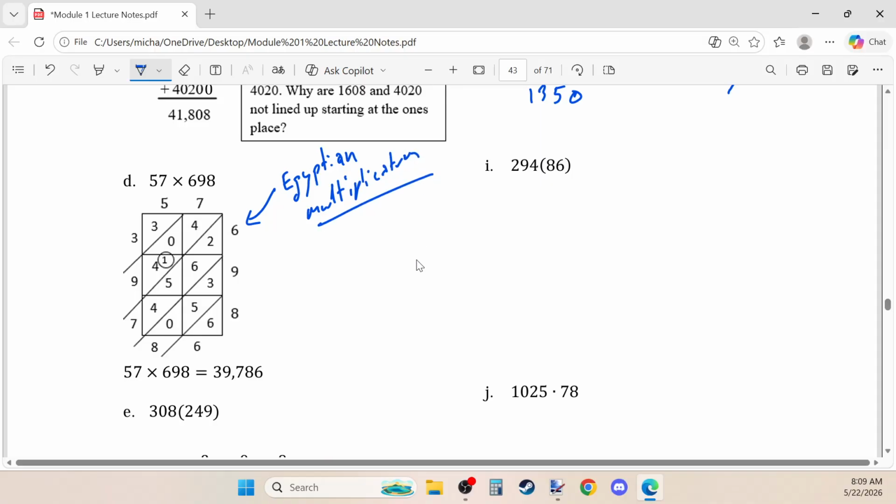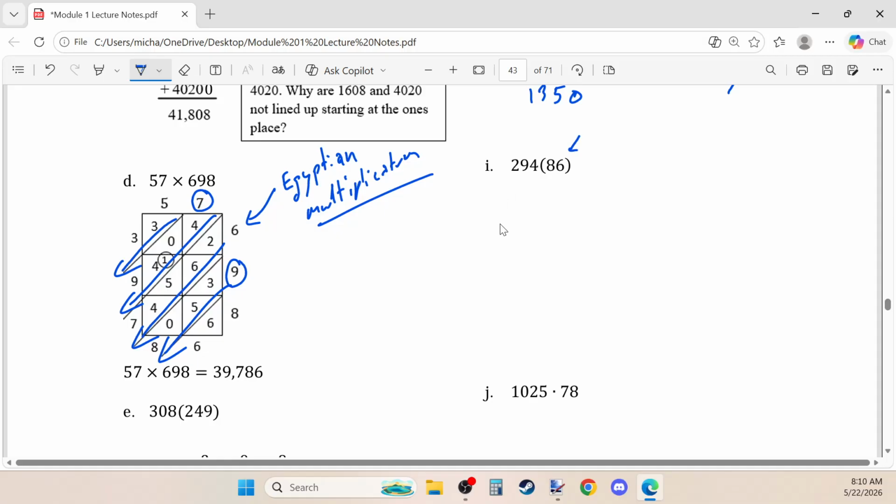I don't know why, because the Egyptians did not have Arabic numerals like this. But maybe they wrote their multiplication problems with these diagonals. Don't know. But it's kind of neat. Maybe I'll do one of these problems that way for you. Maybe I'll do this one that way.